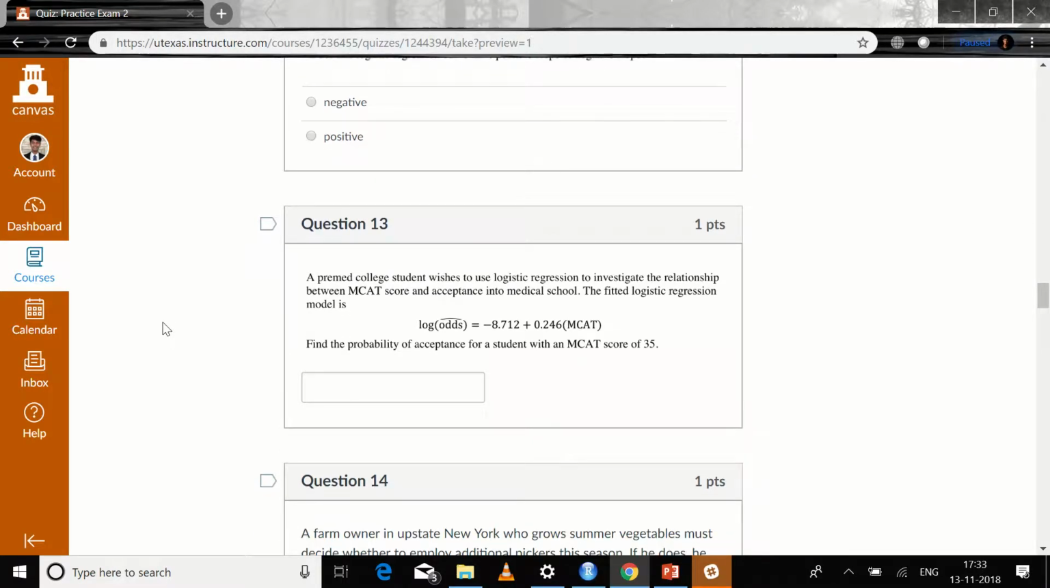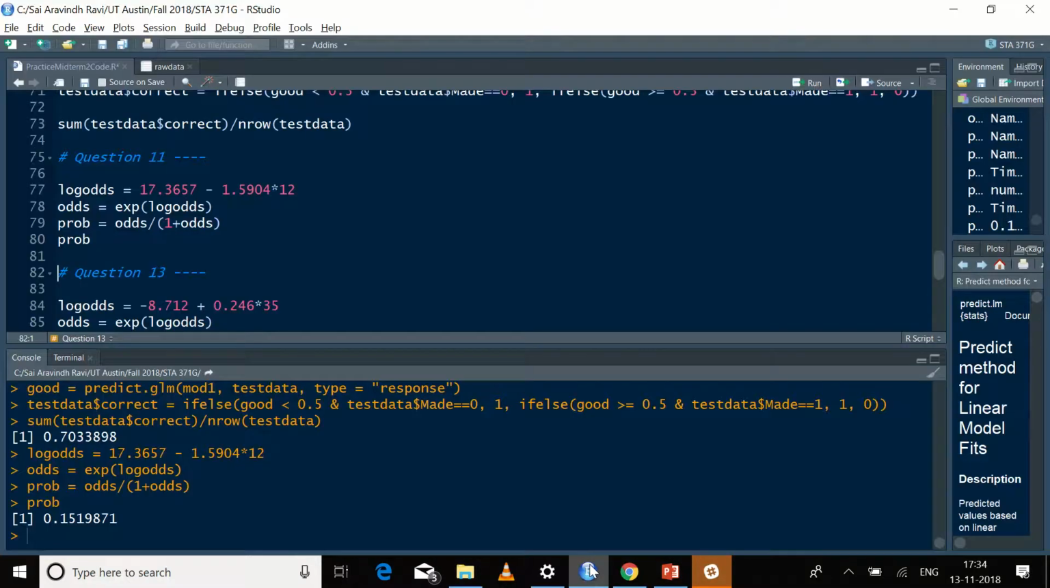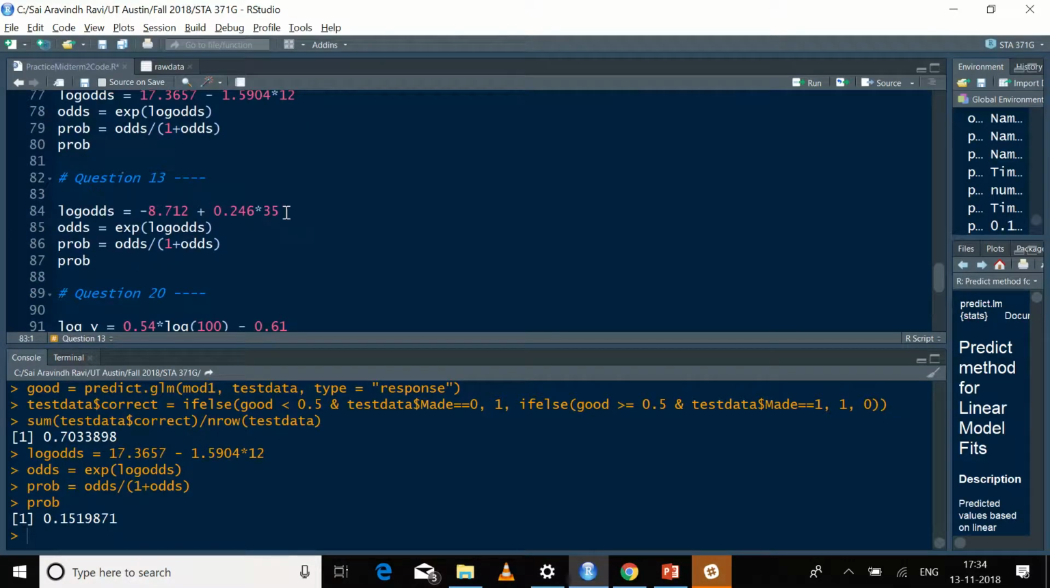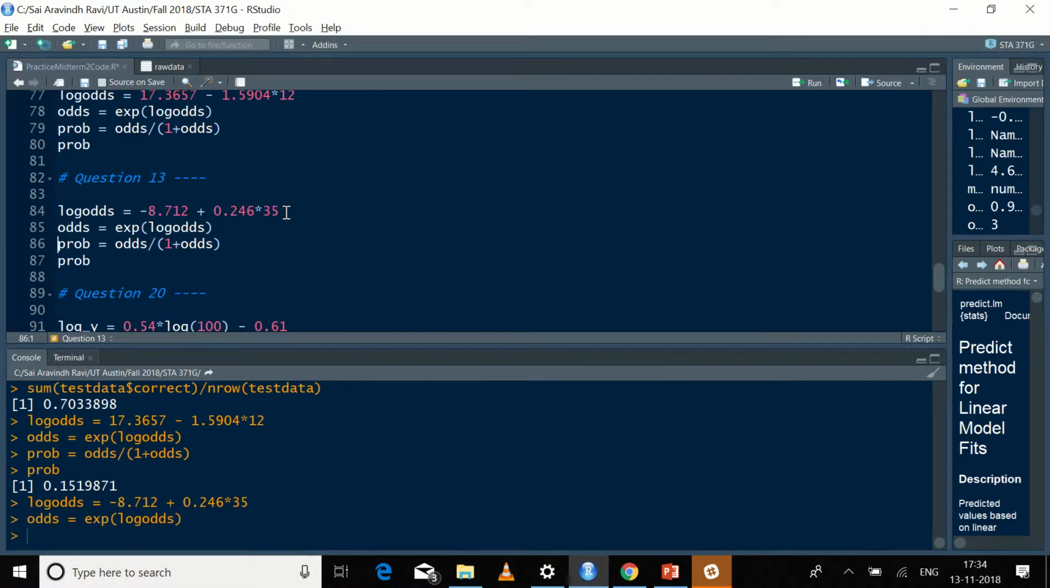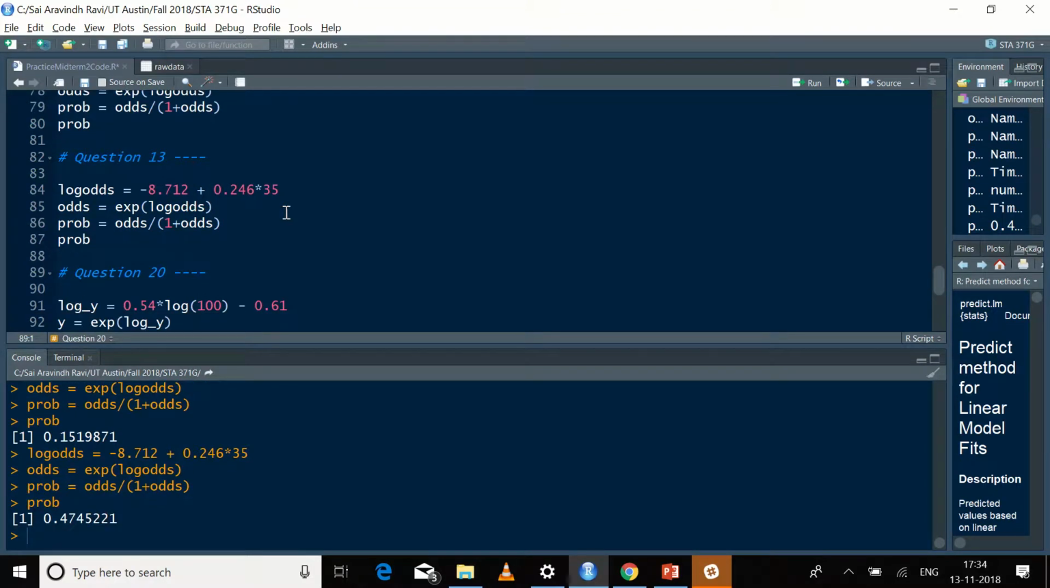Okay, let's go to question 13. It gives you an equation. Again, you just have to do it manually. You find the log odds by inputting the intercept, slope, and an x value of 35. Then find the odds by carrying out the exponential function, and then the probability. That should give you an answer of 0.4745.